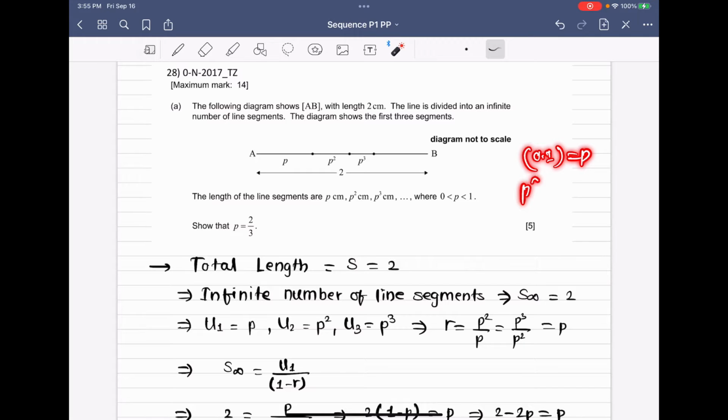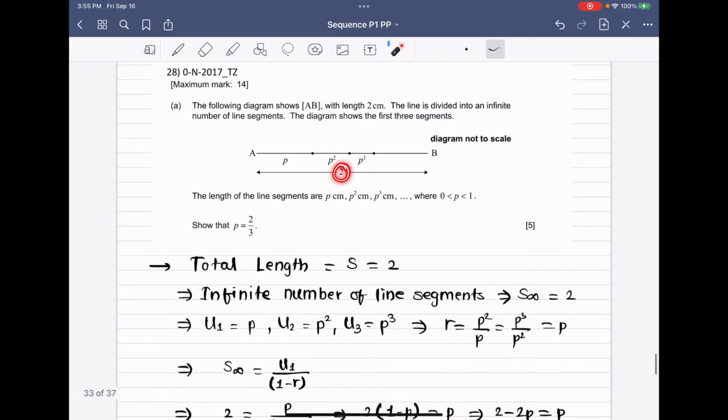So P square will be 0.1 square, which is 0.01. P cube is 0.001. So the more you square numbers between 0 and 1, they become smaller and smaller further. Show that P is equal to 2 by 3. We know the total length is 2. So we are starting with that.